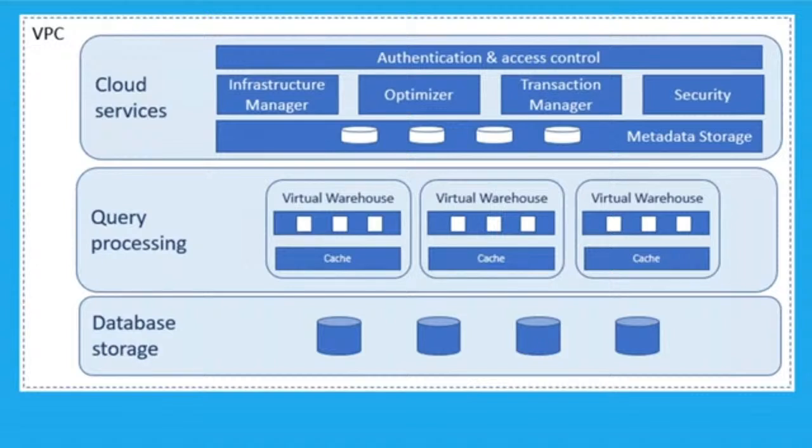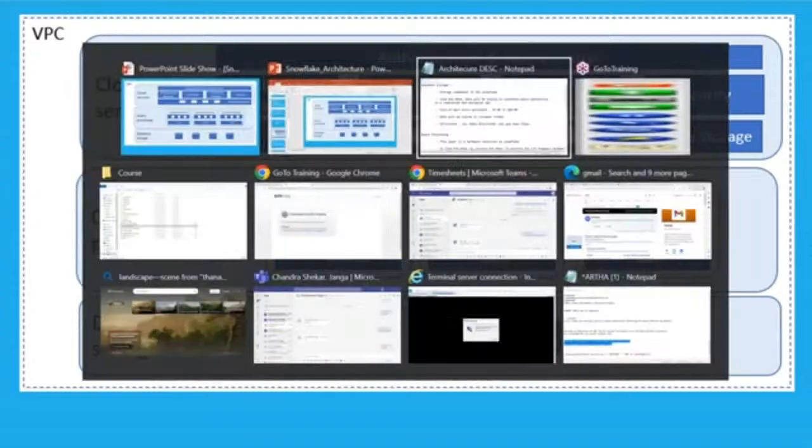So we have a cloud services layer, then a query processing layer, and then a database layer. I am repeating once again because this Snowflake architecture is very important. Damn sure you will get one or two questions on Snowflake architecture in every interview, in all the companies. That's why I am repeating. So we have a cloud services layer, a query processing layer, and a database storage layer. Now we will discuss one by one.